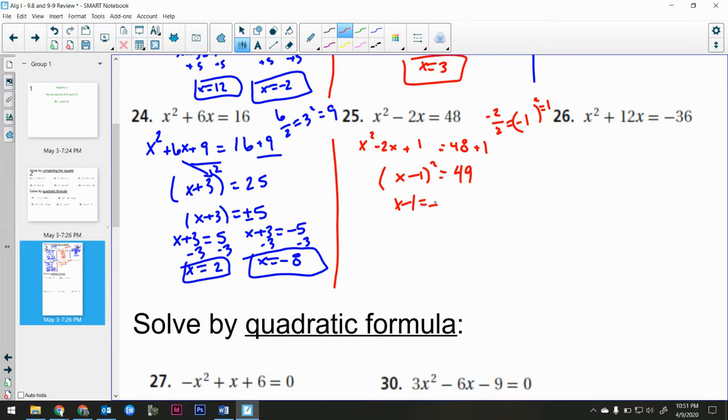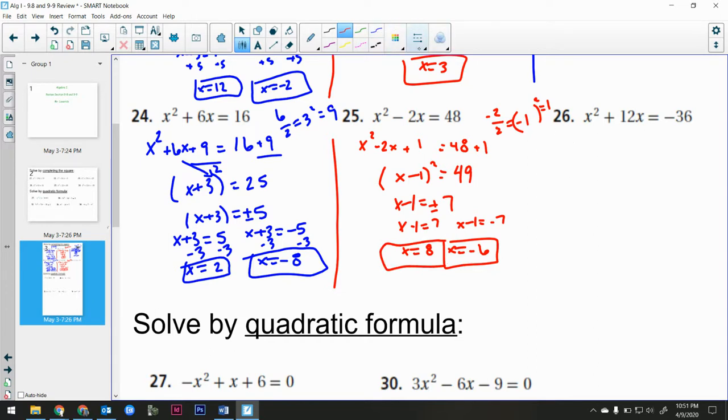So x minus 1 is equal to plus or minus 7. I square rooted 49 to get 7. So x minus 1 is equal to 7. X minus 1 is equal to negative 7. So I get an x equals 8 or an x equals negative 6. These are my two solutions here.